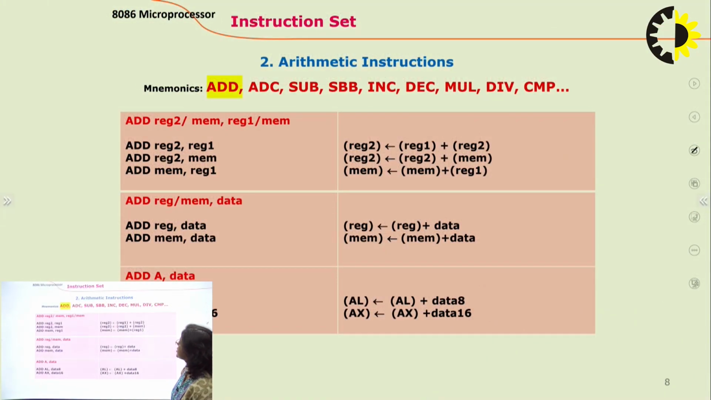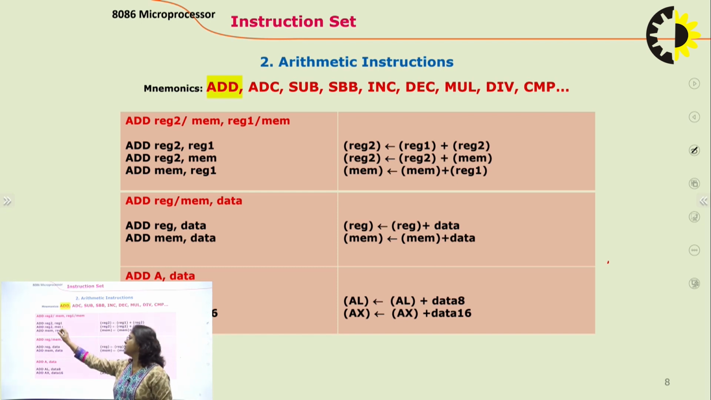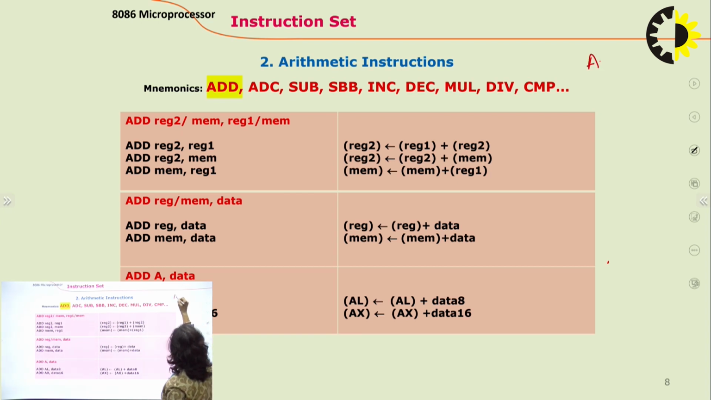Now we move towards the arithmetic group. As I have already told you, it consists of plus, minus, increment, decrement, multiply, divide and so on. In case of the ADD instruction, two operands are specified. One operand is the destination and the other is the source. If we write it in generalized form, ADD destination comma source, then this instruction simply adds both the values and copies the result to the destination, that is the first operand.